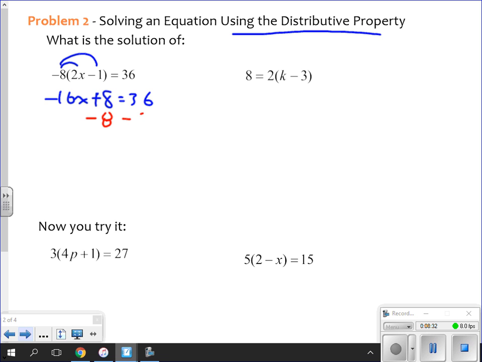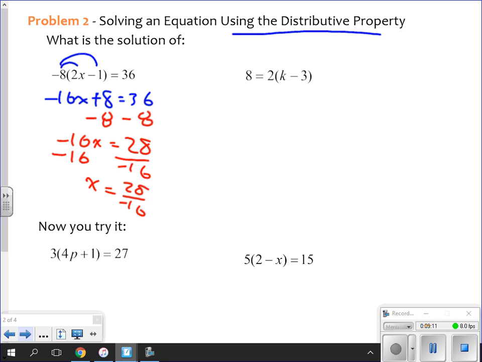Subtract 8 from both sides. And I get -16x equals 36 minus 8 is 28. Divide both sides by -16. And I get x equals 28 over -16. Okay, not a big deal. I didn't have to add or subtract fractions. I just got one for my final step.